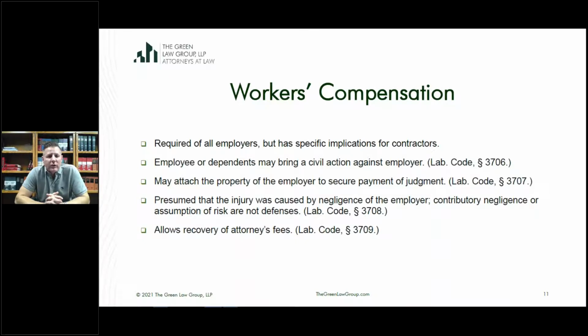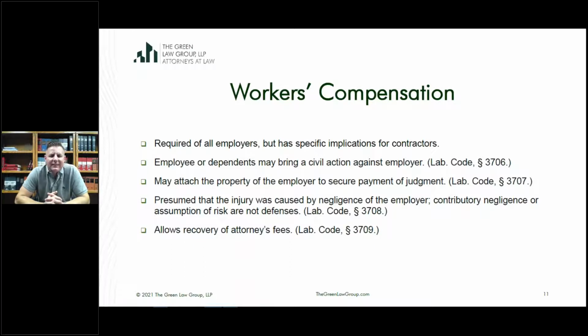But more generally, and this is not specific to the contracting industry, there are many penalties that attach to failure to have workers' compensation. First off, if you don't have workers' compensation insurance, employees can sue the employer directly for any liability. They may attach the property of the employer to secure any judgment. There is a presumption, a rebuttable presumption, in the law that any injury that was suffered was caused by the negligence of the employer, even if that's not the case.